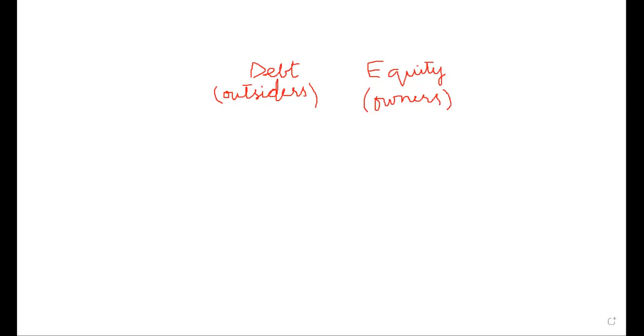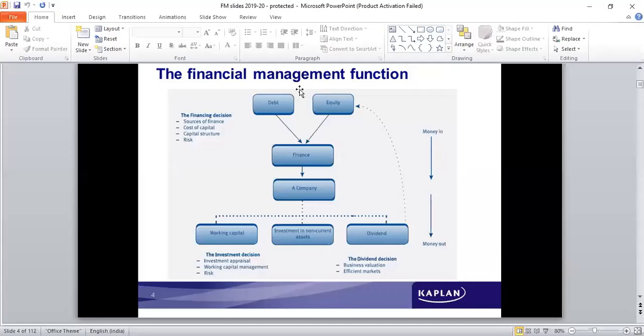So the first point is, if capital has to be raised, it can be raised in the form of debt capital or in the form of equity capital. First we need to understand what the various sources of finance are. They can be raised from the owners of the business, and they can be raised from the outsiders of the business.